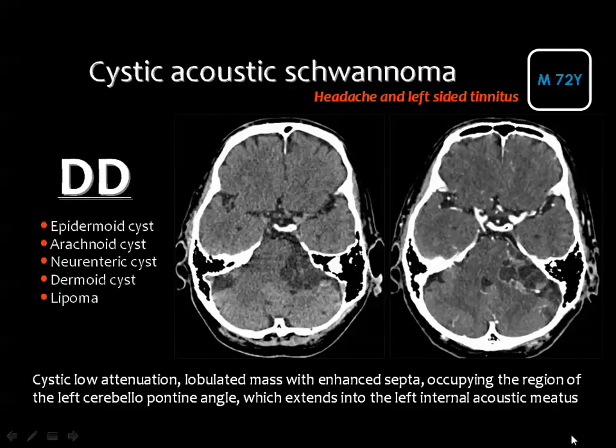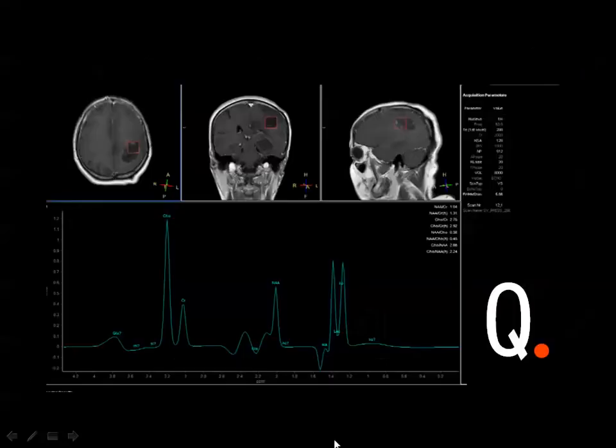Okay, this is not an epidermoid cyst, because the epidermoid cyst and the arachnoid cyst do not enhance, and this is not the site of a neuroenteric cyst. Dermoid cyst contains fat, lipoma contains fat, so all cannot fit this diagnosis. Okay, we can move on from this one because we do not yet have the lecture on spectroscopy.